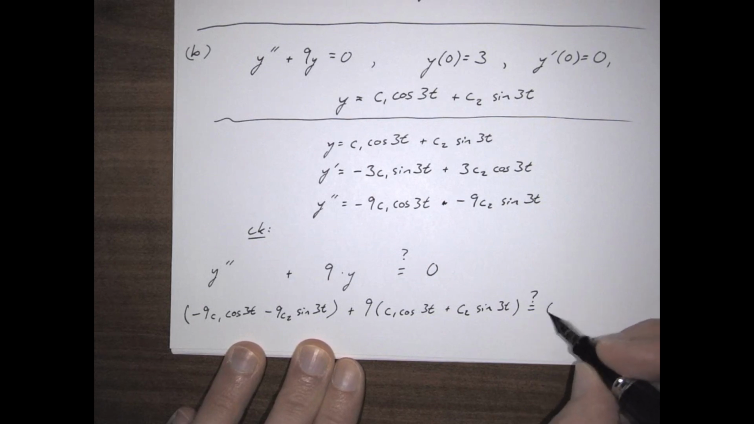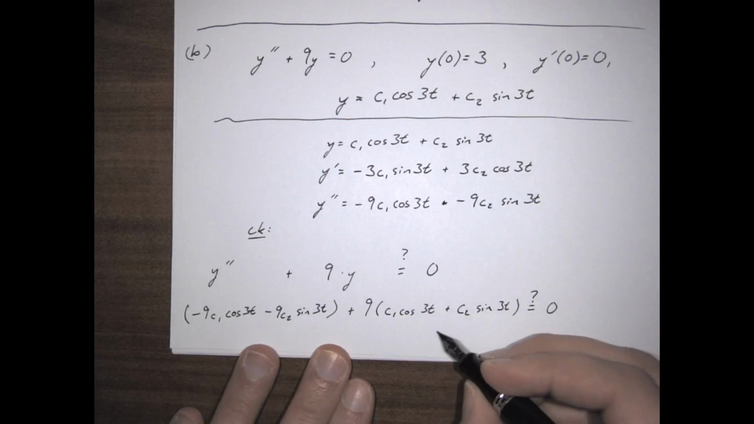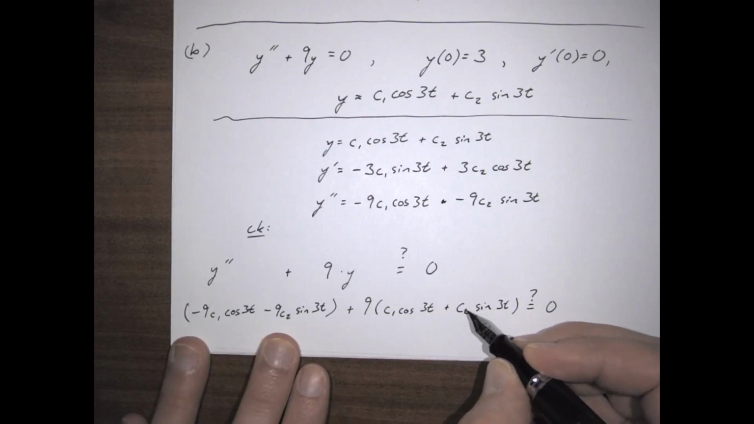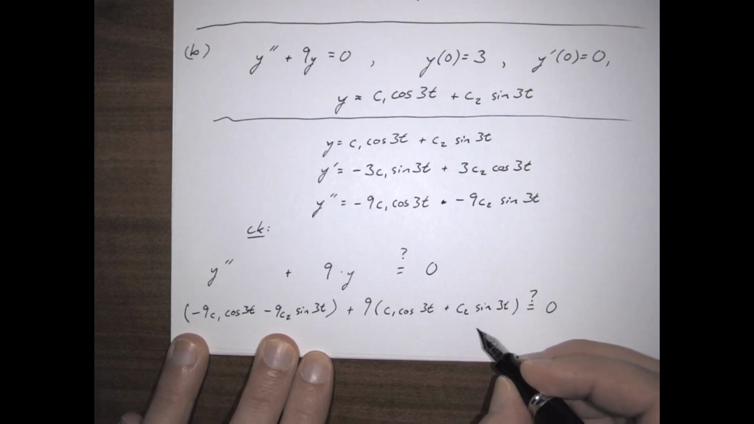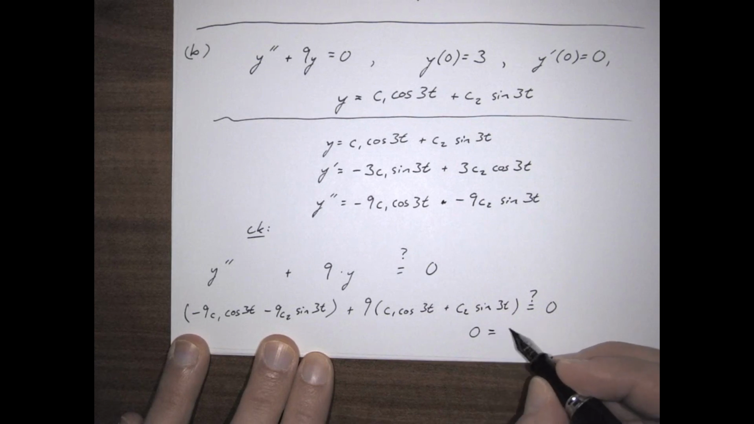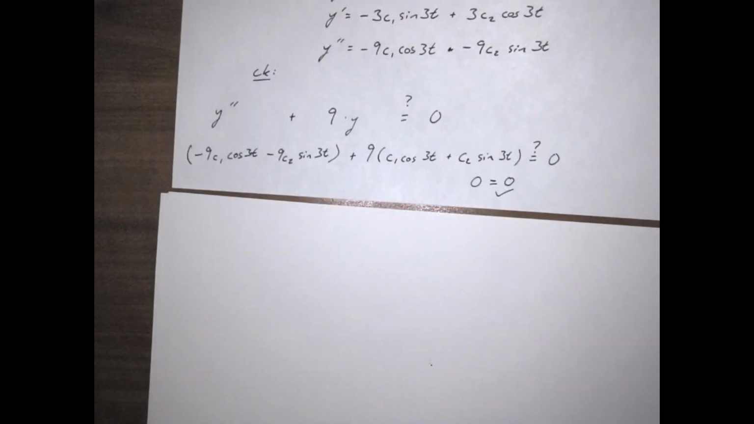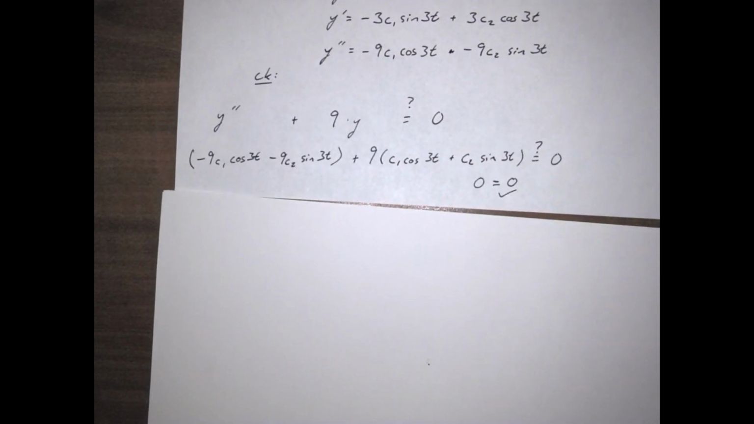And does that in fact equal 0? Yep, it sure does. We can see that that's going to distribute to those two, and they will exactly cancel out those. So we have 0 equals 0. Check. Okay, so this is indeed a family of solutions to this differential equation.